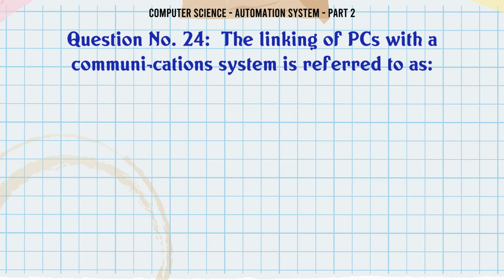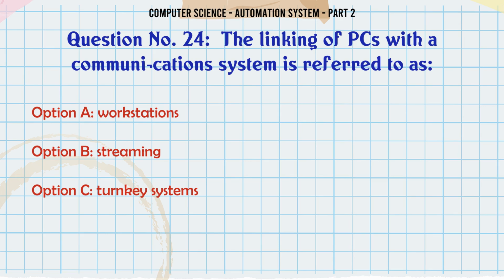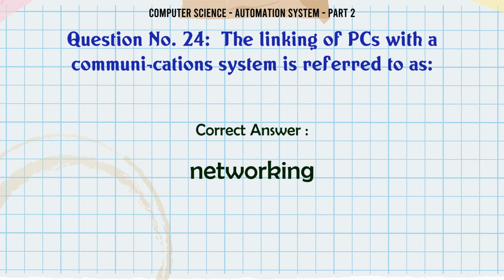The linking of PCs with a communications system is referred to as A. Workstations, B. Streaming, C. Turnkey systems, D. Networking. The correct answer is networking.